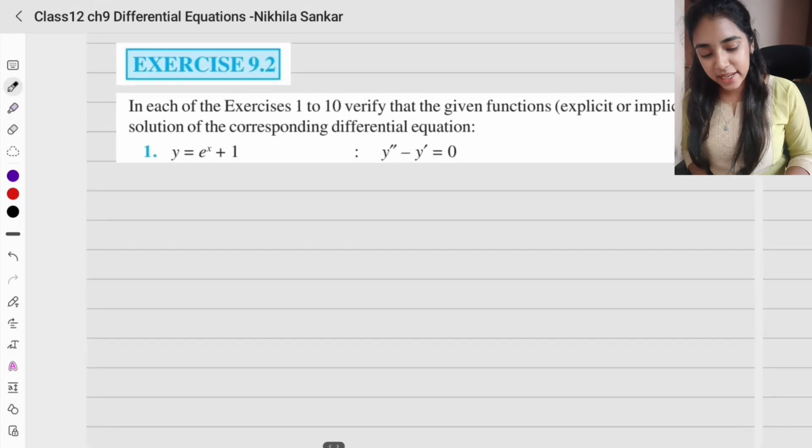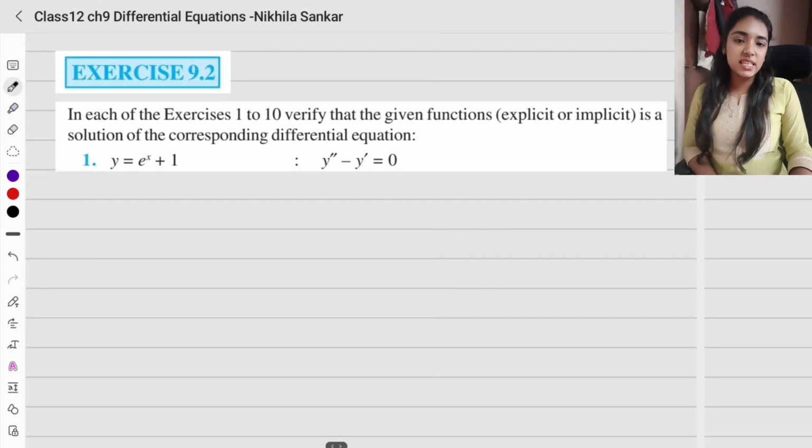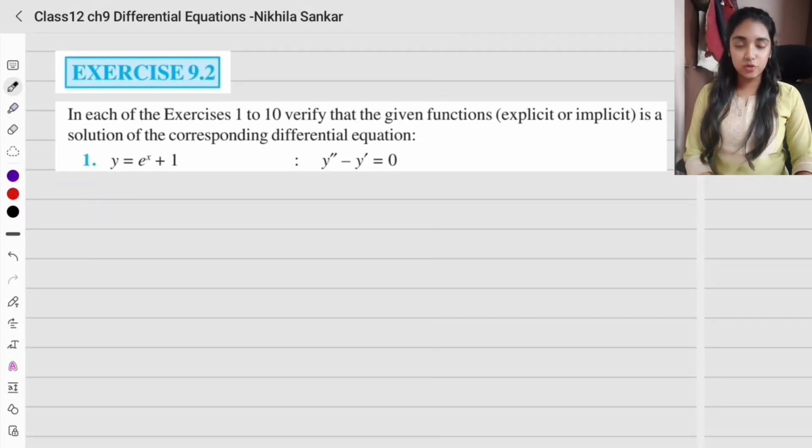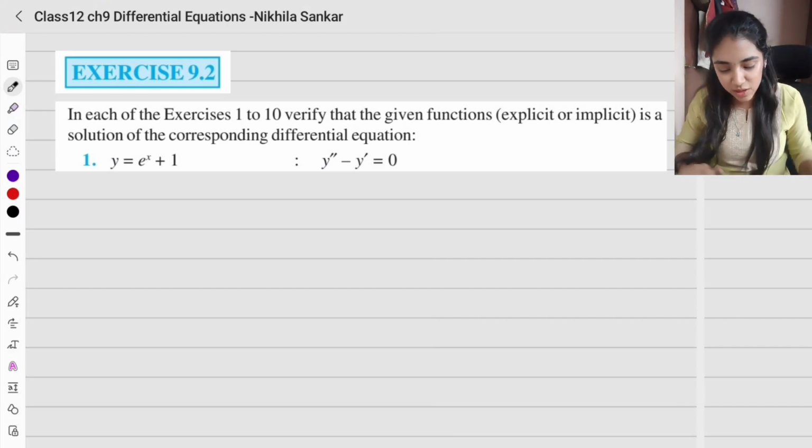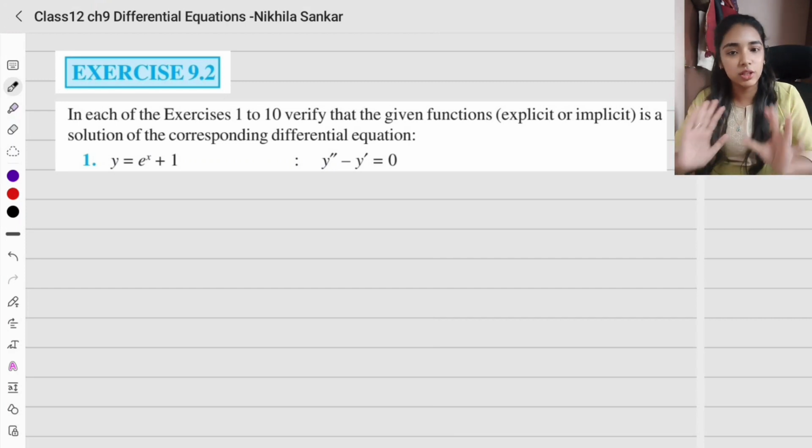Moving on to exercise 9.2. இதெல்லாம் ரொம்ப easy. Further போகும்போது தான் when you have to find the solutions and all, it is going to be a little difficult. அதுவும் கொஞ்சம் தான் difficult. இதெல்லாம் ரொம்ப easy. Okay? அதனால pay attention, do it slowly.